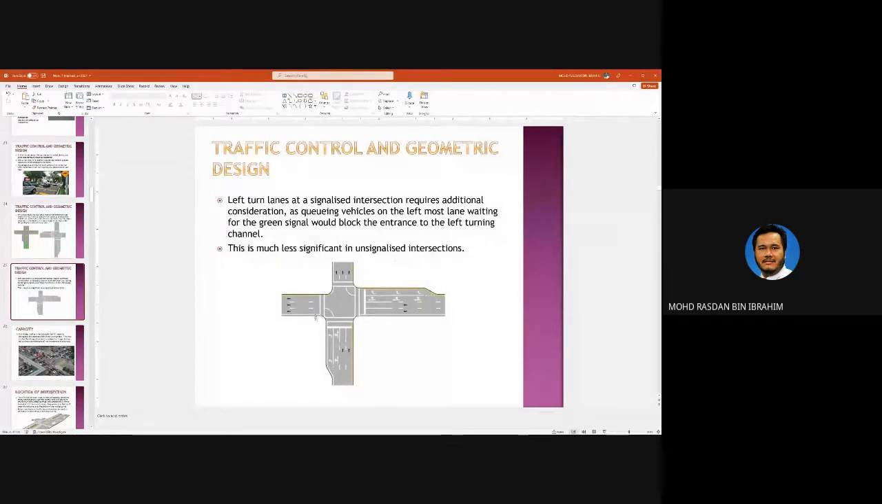Left turn lanes on this side at a signalized intersection require additional consideration, as queuing vehicles on the leftmost lane waiting for the green signal would block entrance to the left turning lane. So the length here should be designed appropriately. Otherwise the queue here can spill into this lane and block people that want to move straight. This is much less significant at an unsignalized intersection. So this is for signalized.